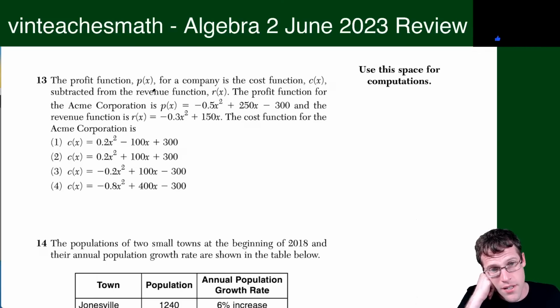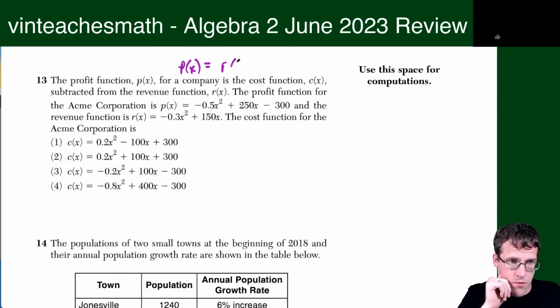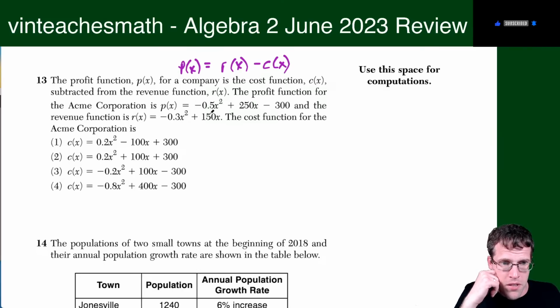So let's see. Profit function is the cost function subtracted from revenue. So profit equals revenue minus cost. Cool. So just put this in words. The profit function P of x is this. Okay, so now just substitute.